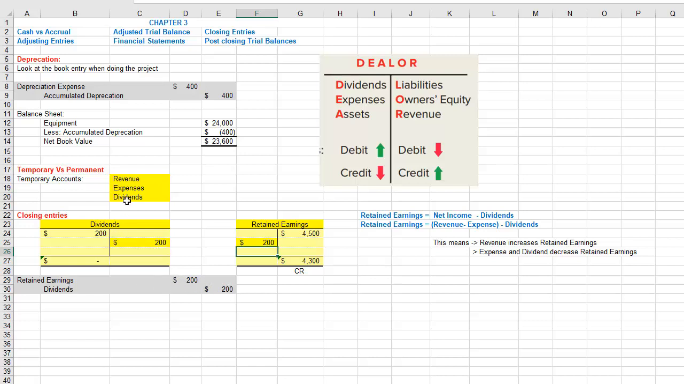Please take a look at the books for the other entries on the revenue side and expense side, or send me a post in the discussion board and we can discuss those there. Now the next videos will have 2 problems that we're going to work for Chapter 3.